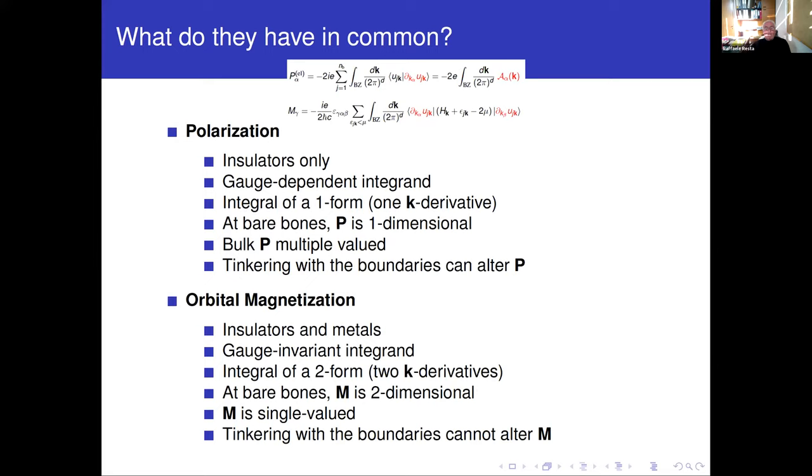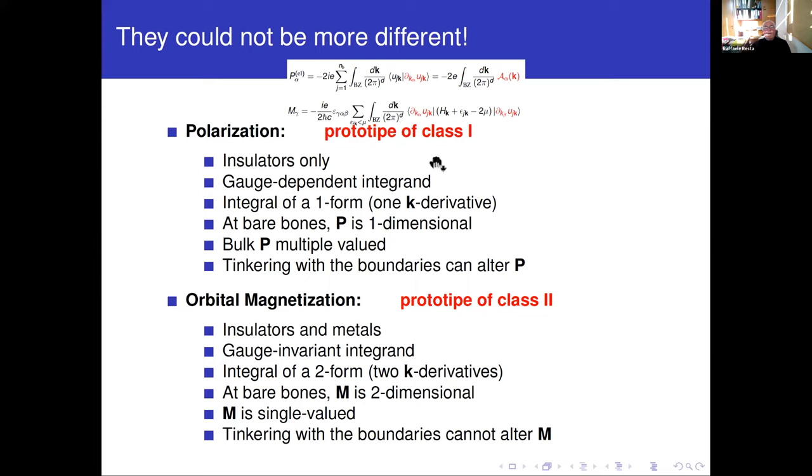As a minimum, we must have electrons in two dimensions and magnetization normal to this direction. The bulk value of polarization is multiple valued, and instead the magnetization is single valued. Now, if you think with the boundary, you can alter the value of the polarization by a quantum. Instead, if you think with the boundary, there is no way of altering the value of magnetization. So these are extremely opposite properties.